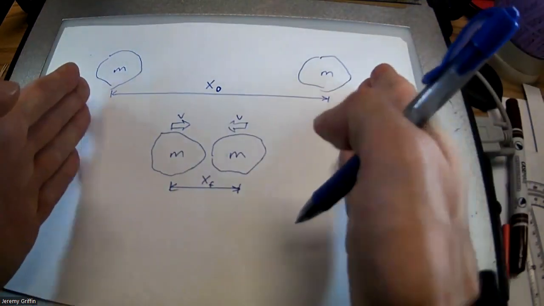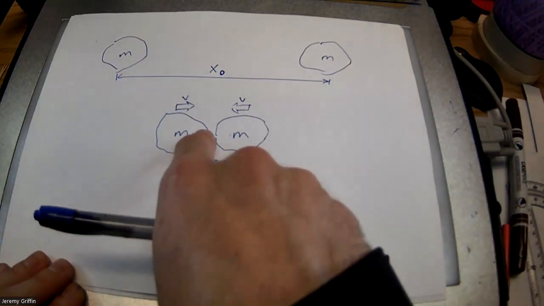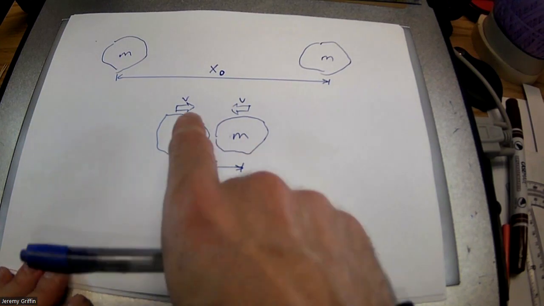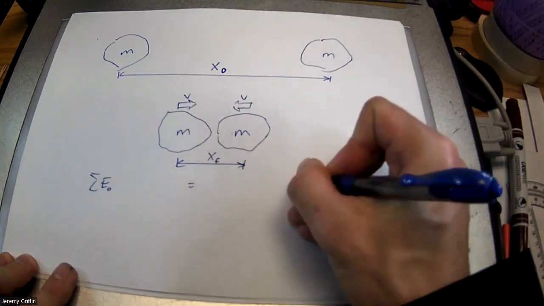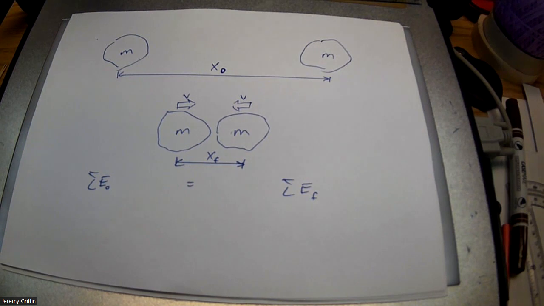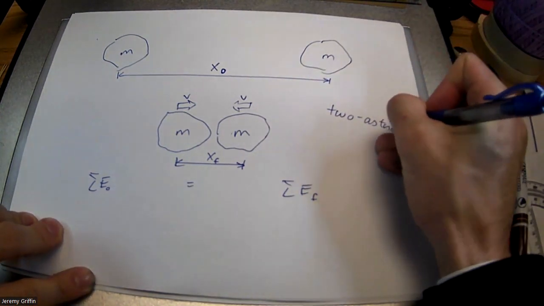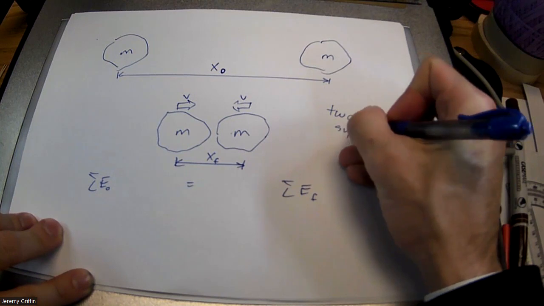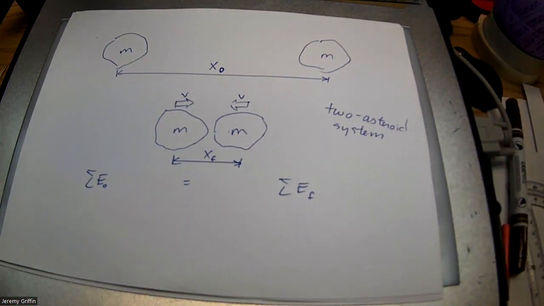You guys see an x initial, x final? And if you want to know how fast they're about to crash into each other, you could set up a conservation of energy. So the sum of energy initial equals the sum of energy final. This would be for the 2 asteroid system, the whole system. Can you guys set up that conservation of energy? This one's a little tricky, but I think you guys can figure it out. I'll give you a head start here.